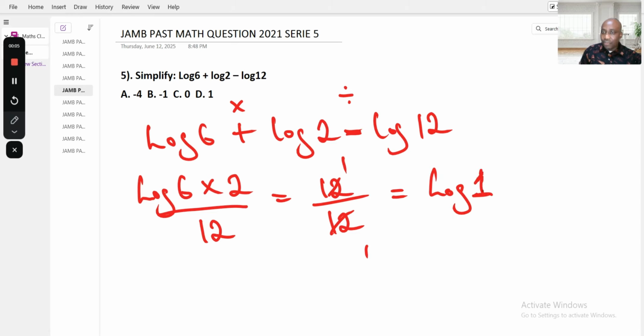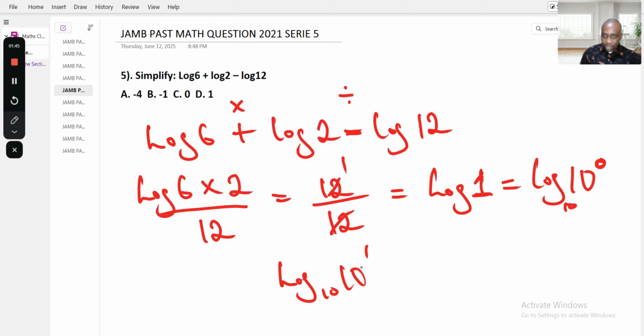If our final answer is log 1, it means that we have something like this. Log 10 raised power is 0. Let me rewrite it here. Log 10 over 10 raised power is 0. It means that when this log 10 cancels out log 10, the remaining one is 0. That's what you are going to write out, which is the final answer.